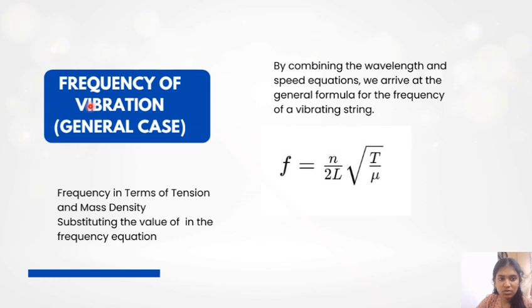In the next slide, we can see that the frequency of vibration in the general case is given by f equal to n by 2L root of T by mu. So the frequency is given in terms of tension and mass density. This is the formula we are using in this experiment.